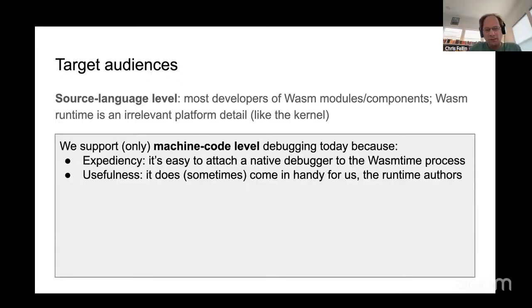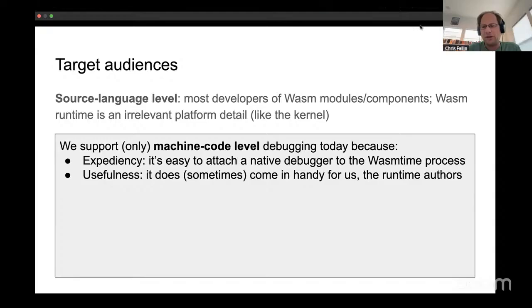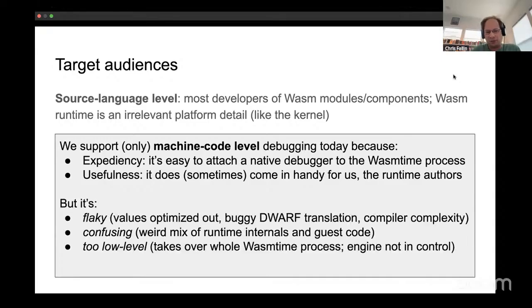And so today we only support machine code debugging, I think because of some path-dependent reasons or economic reasons, I would say. It was pretty expedient and easy just to allow attaching a native debugger to Wasmtime and emit enough metadata in order to allow that to see something about the Wasm. And it is useful, especially for us as runtime authors, right, to be able to see what the code is doing and debug it and how it interacts with the runtime.